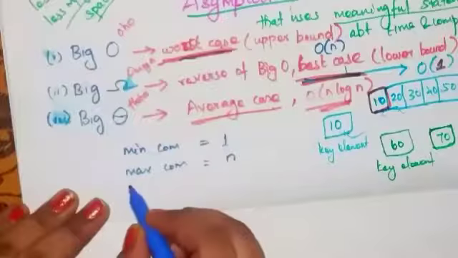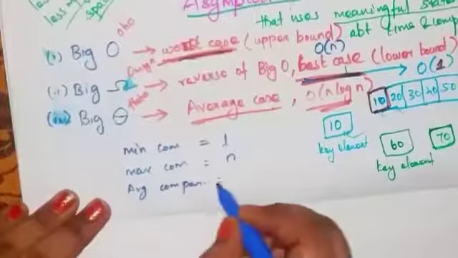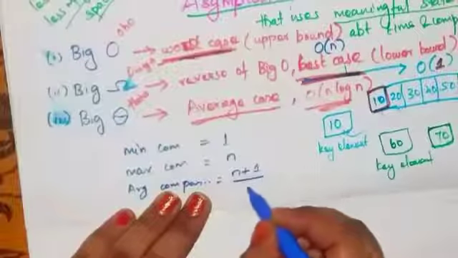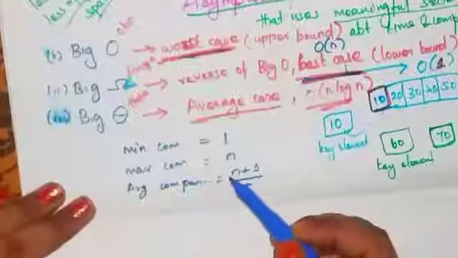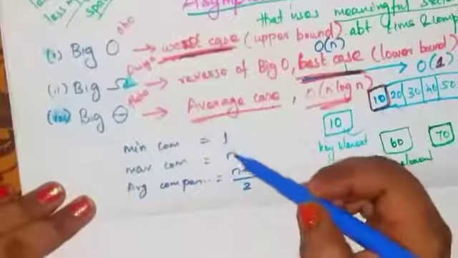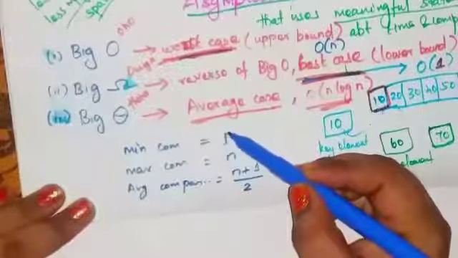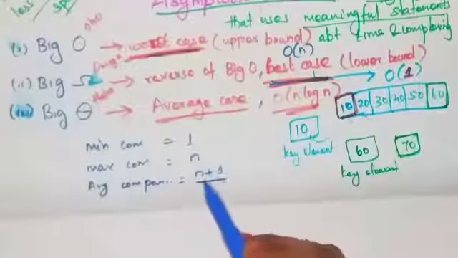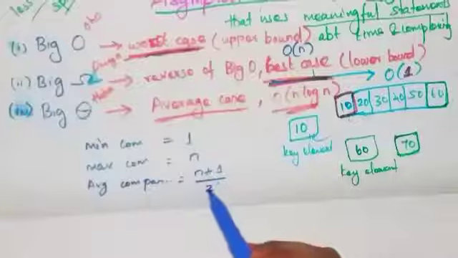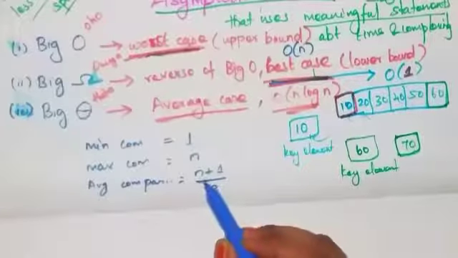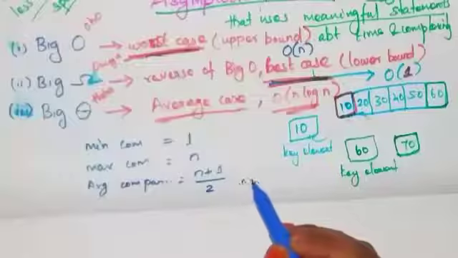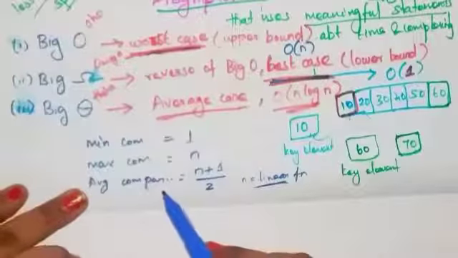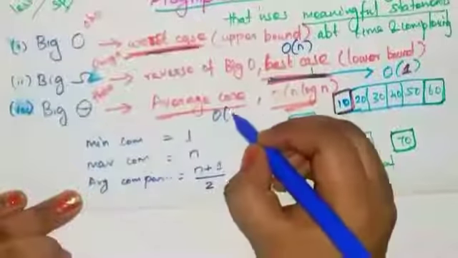The average comparisons is calculated as n plus 1 divided by 2. Average comparisons means the sum of the minimum and maximum comparisons divided by 2. The average number of comparisons is expressed as n plus 1 divided by 2. Here n is a linear function, so this average comparison is expressed as order of n.